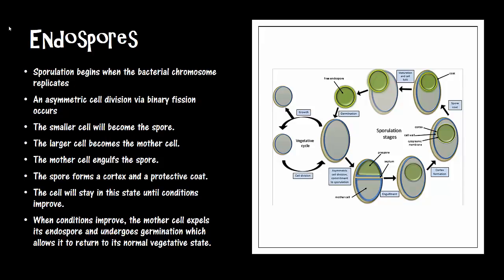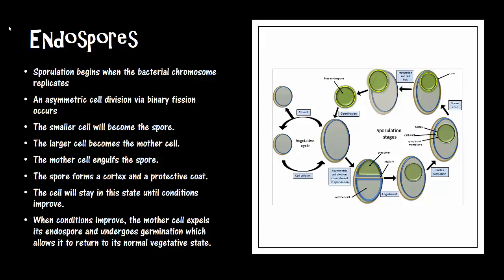Sporulation begins when the bacterial chromosome replicates. Then, an asymmetric cell division using binary fission will occur. The smaller cell will become the spore. The larger cell is the mother cell. The mother cell engulfs the spore. The spore forms a cortex and then a protective coat.